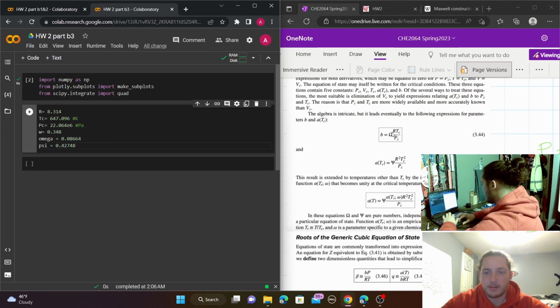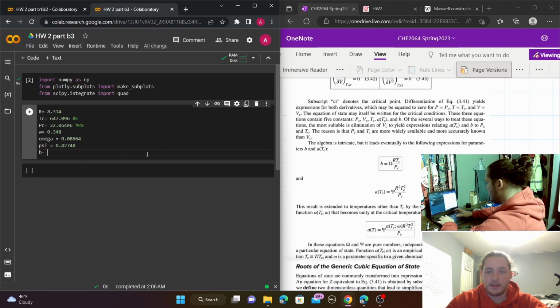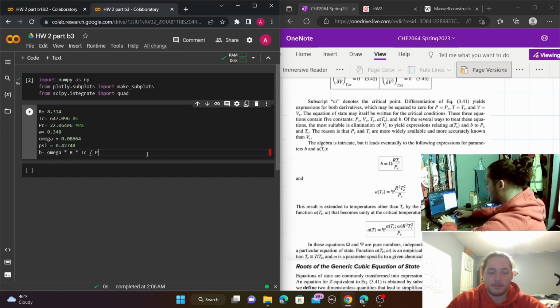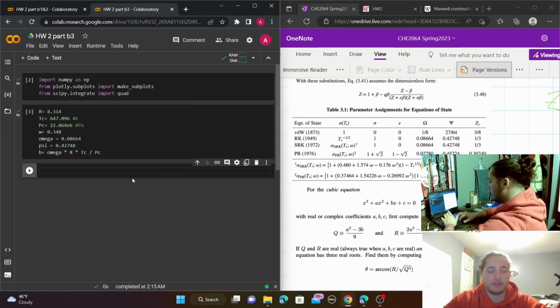Next, we're going to input our B equation. So B is going to be equal to omega times R times TC divided by PC. From here, we can hit Shift Enter.